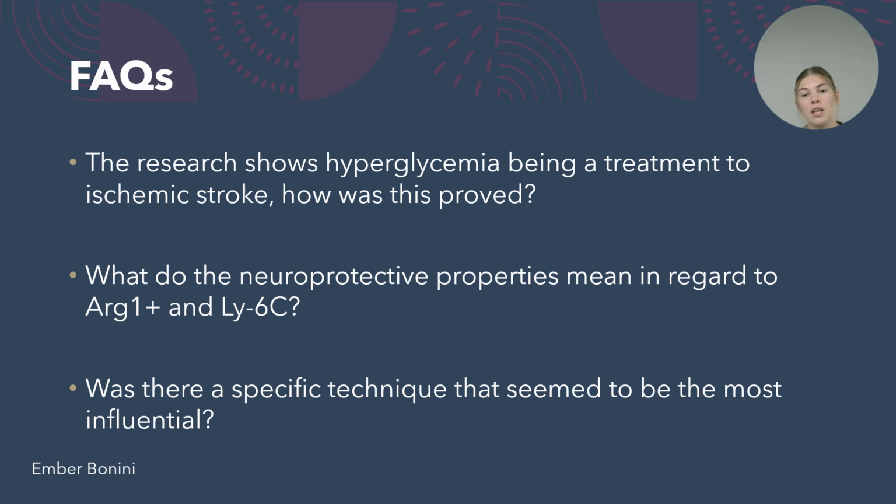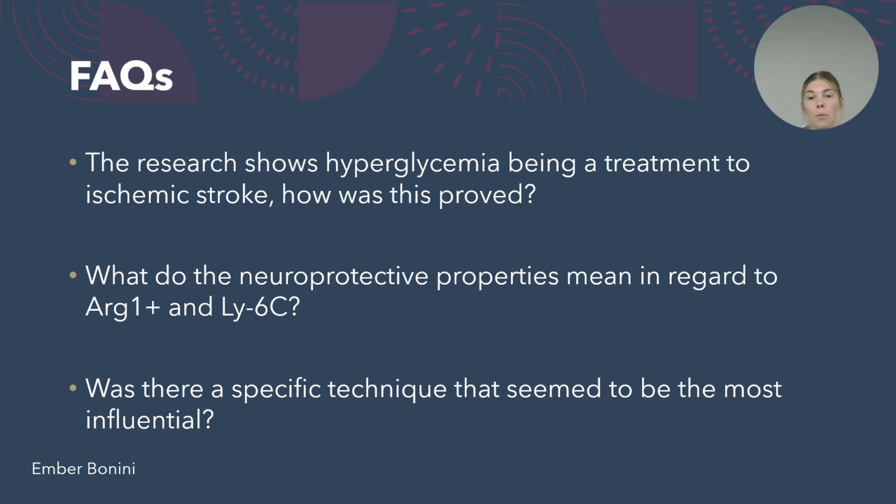So hyperglycemia is not necessarily the full treatment, but in a way, a helper when it comes into that. And then our second question is, what do the neuroprotective properties mean regarding that arginase 1 and the LY6C? And so those, along with other non-inflammatory macrophages and monocytes, which is what the LY6C is, if you don't remember that from earlier on, are able to promote tissue repair and regeneration. And when these are depleted or damaged, it can increase the risk of hemorrhaging after ischemic strokes. So this is why we really want to increase those, so that we can protect this and make sure that the ischemic stroke rates are actually lowered.